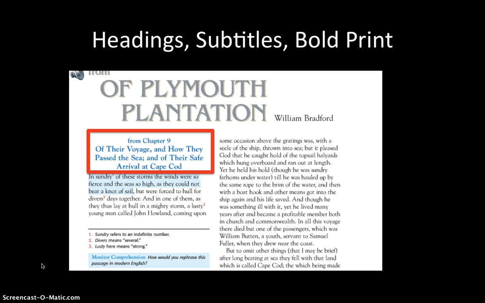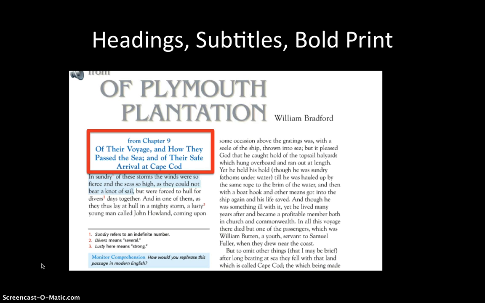Okay, the first thing that you can look for is headings, subtitles, and bold print. These are all suggestions that I'm giving you. You do not have to choose these things to put on your Cornell Notes. I do highly recommend that you look for these. There is a reason that I'm giving you these strategies, but you don't have to use them, and I'll explain that at the end. Here we have the heading.